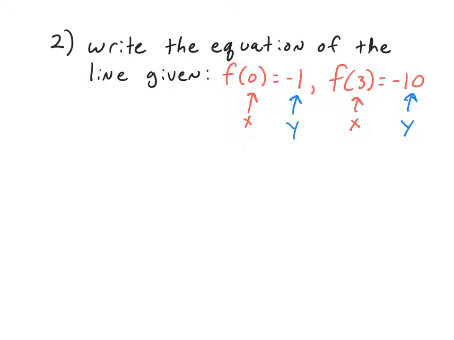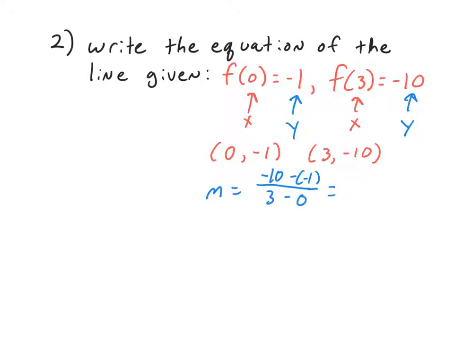So for this one, we're going to do these 2 points. We're going to have 0 and negative 1, and 3 and negative 10. So let's find the slope first. We'll do m is equal to y2 minus y1, so negative 10 minus negative 1 over x2 minus x1, so 3 minus 0. And that's going to be negative 9 over 3, which is equal to negative 3.